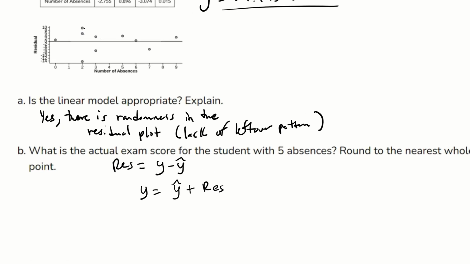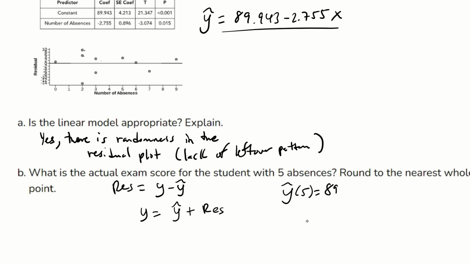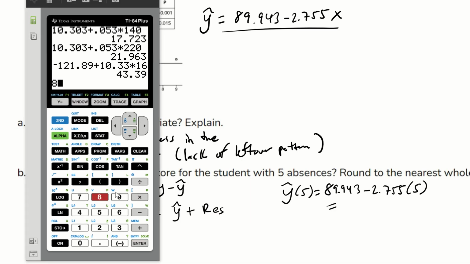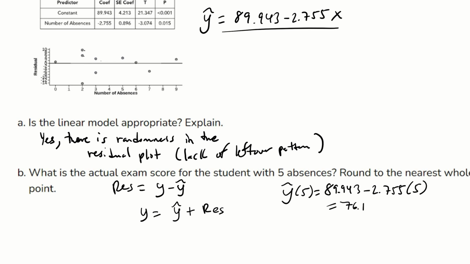So we're going to plug in 5 absences into that. So let's do that first. All right, so let's go ahead and plug into that. Do that over here. So 76.168. Okay, 76.168. So that's for 5. Now, then we want to find the residual. So let's put that here. Plus, we're going to add a residual.